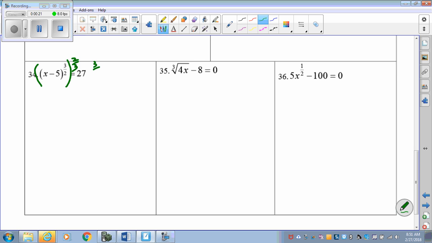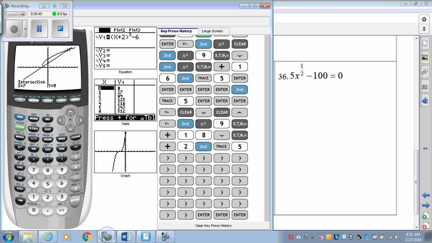So I'll take this side, oops, not 3 halves. The reciprocal was 2/3. So I'm taking both sides to the 2/3 power. Alright, and then these cancel out, so that's equal to 1. So something to the first power is that something. And then this would be 27 to the 2/3 power. So I can go ahead and do that on my calculator.